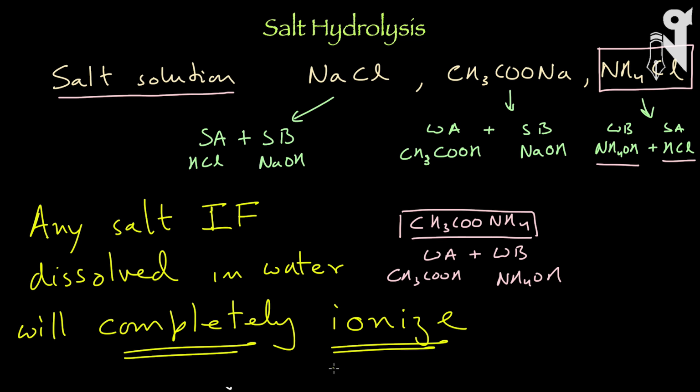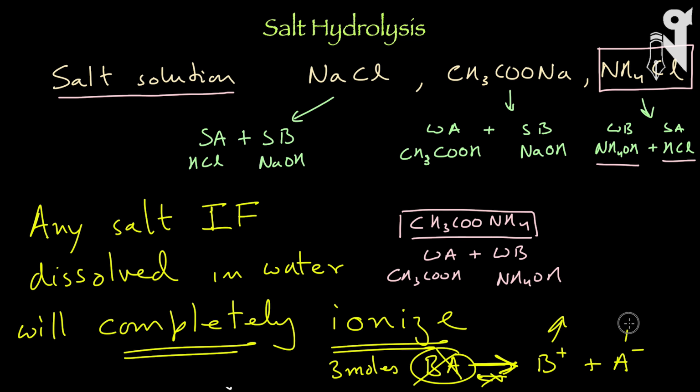So if I have, say, 3 moles of any of these four salts, and let me just call the salt BA, it is completely going to give me B plus and A minus. No equilibrium over here. It is completely going to ionize. So if you have 3 moles, all 3 moles of this is gone. So you don't have the salt in water at all. There is no salt in water. There are these ions, and these ions are going to do their own drama, but there is no salt molecule in water. I hope it is clear.